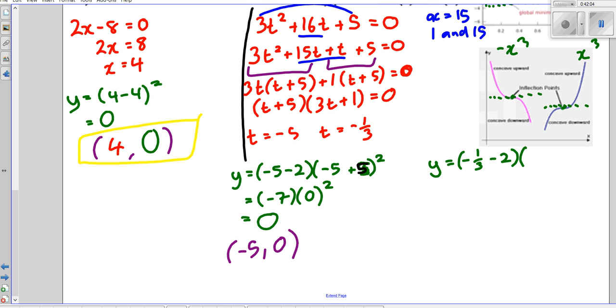And then we've got to finish up this one, because we've got a fraction, -1/3, plus 5 squared. Fraction practice. What's -1/3 minus 2? I put that as 6/3. Yeah, good idea. So -1/3 minus 6/3 gives you -7/3. Or you could do -1/3 plus 15/3, which gives you 14/3.